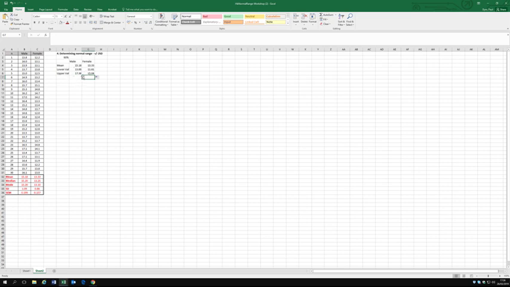So the normal range for male hemoglobin is from 13 to 17.36 and 11.61 to 15 for females. So we now have a normal range or reference range for our laboratory.